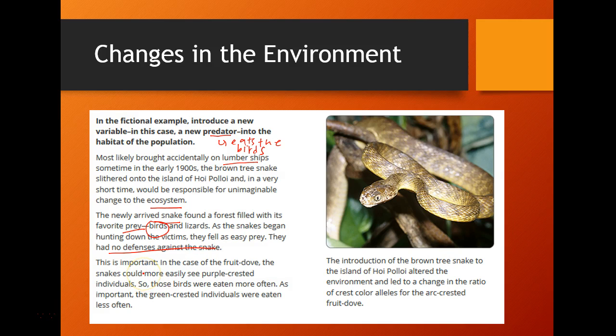So which bird was more susceptible to being caught as prey by the snake? Remember that the purple crested ones were more easily seen, whereas the green crested individuals could camouflage, which means they were eaten less often. So this means that the green ones had a higher chance of survival, which means they had a higher chance for reproduction.